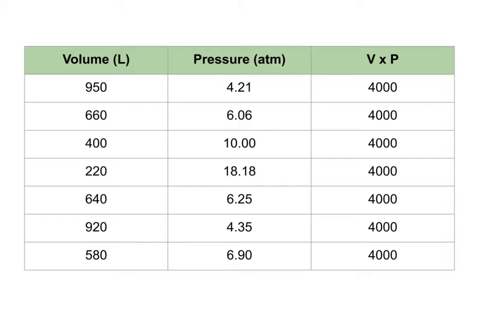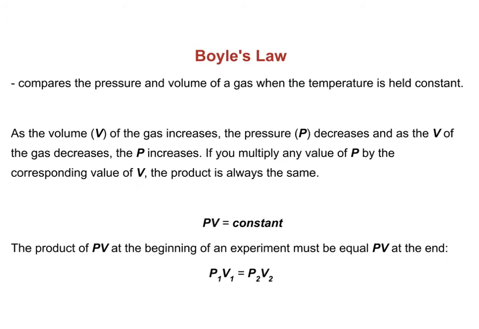So the product of pressure and volume will be the same number at any moment of the experiment, which is what a British scientist, Robert Boyle, discovered in the 17th century. Robert Boyle discovered the inversely proportional relationship between pressure and volume of a gas when the temperature is held constant. And this is the formula that we will be using in our calculations. Let's see where and how we can apply it.